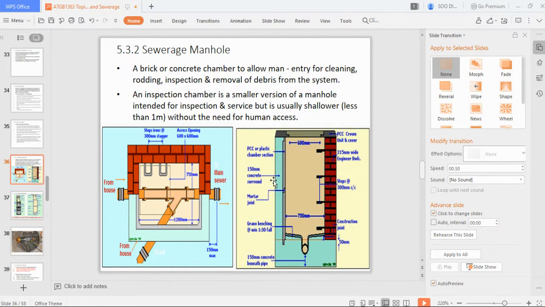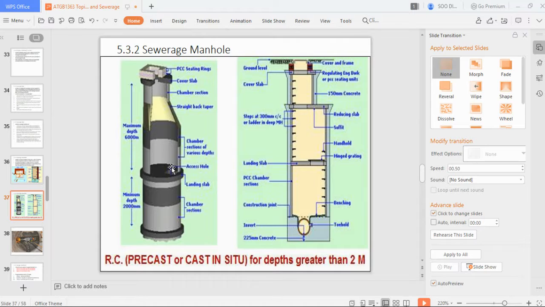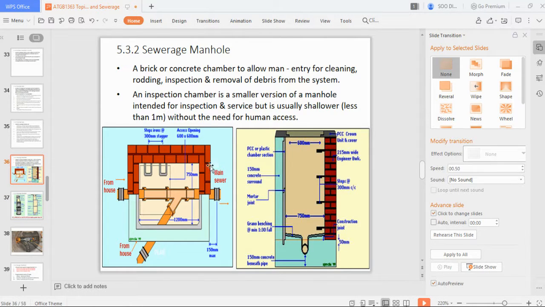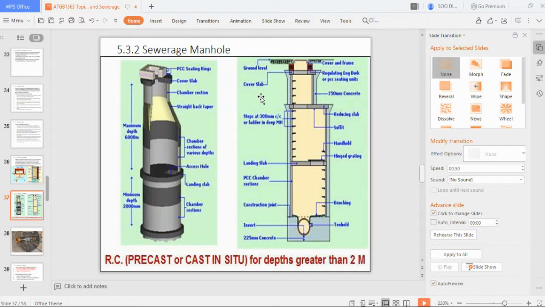Okay, so next we will have our sewage manhole. So there's actually two types. The first is brickwork, and then the second is the RC or precast. So usually a manhole is an entry into the sewage treatment piping system for inspection and removal of debris. So a brick manhole is usually for a very shallow depth of piping. So it's a smaller version of manhole. But when we go towards a very, very deep manhole, let's say for more than 6 to 7 meters, then it will always be an RC or cast in situ manhole.